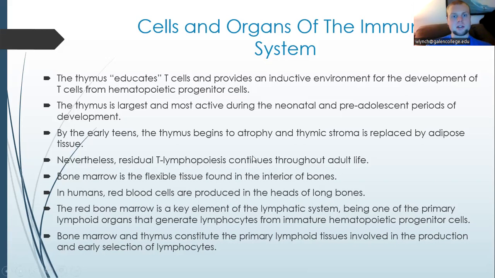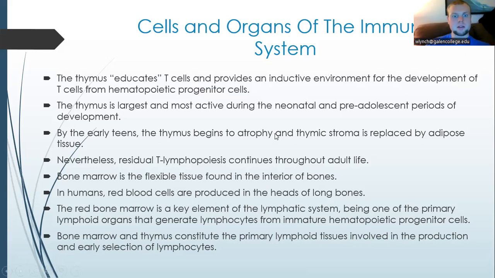The bone marrow is our secondary tissue. This is going to be a tissue that is found inside of the cavities of bones. We're going to produce our formed elements of the blood here. So red blood cells in the red bone marrow. The red bone marrow is also a key element of the lymphatic system. This is one of the primary places that we generate lymphocytes from immature hematopoietic progenitor cells.